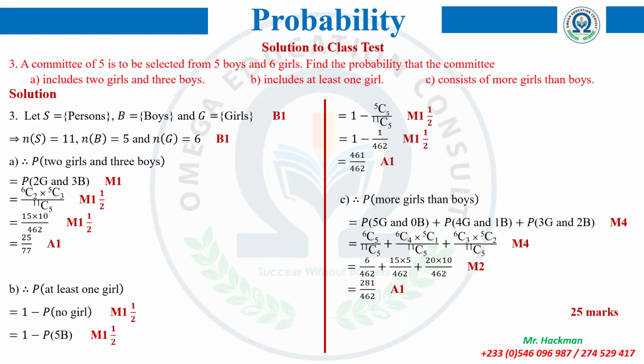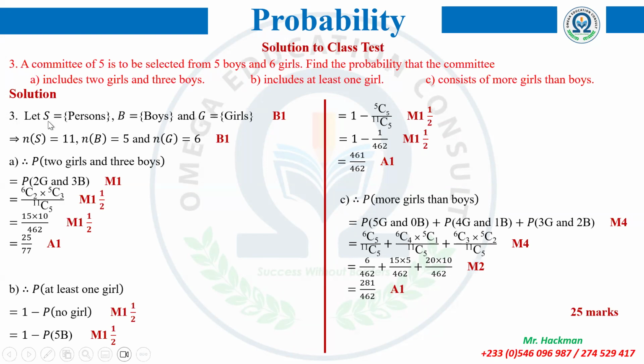Question 3 is a committee question. So obviously, a committee of 5, you can read. Find the probability that the committee includes 2 girls and 3 boys, includes at least 1 girl, and so on. I've told you, anytime you see a probability question involving forming a committee, you can always use the combination approach. That's the approach I also use.